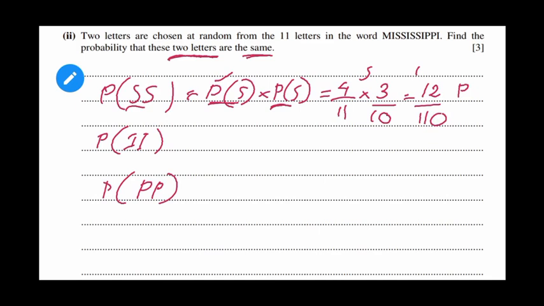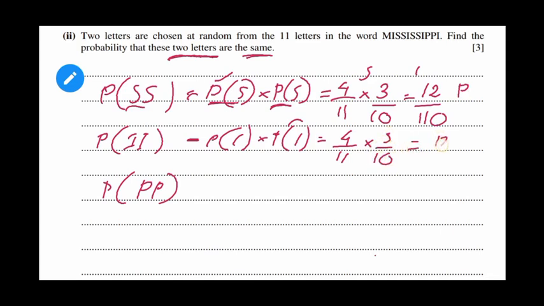That is the probability of 2 S's being chosen. What if both are I's? Which is probability of I into probability of I. What's the probability of I here? Total we have 4 I's out of 11. So it is 4 out of 11 times, what's the probability of second I? Yeah, it's similar to S, it is 3 out of 10.